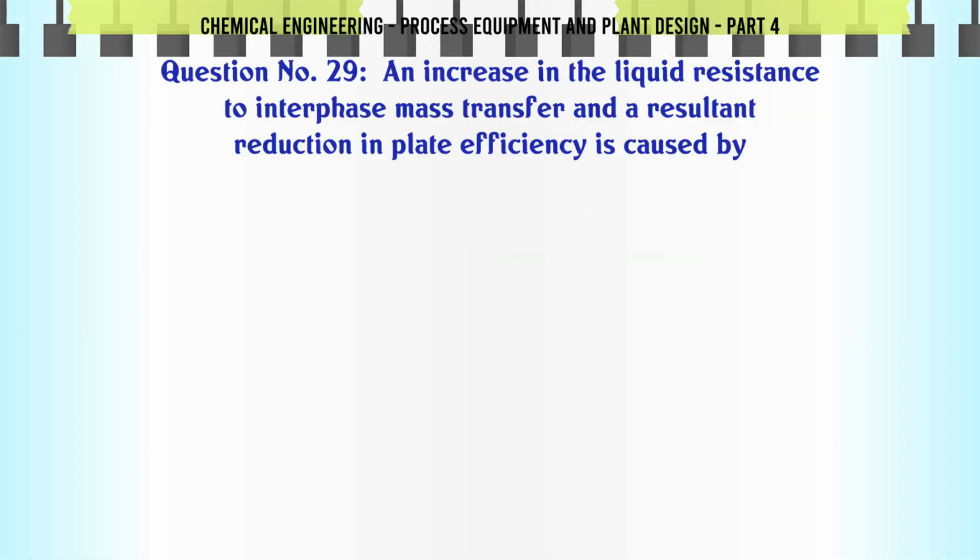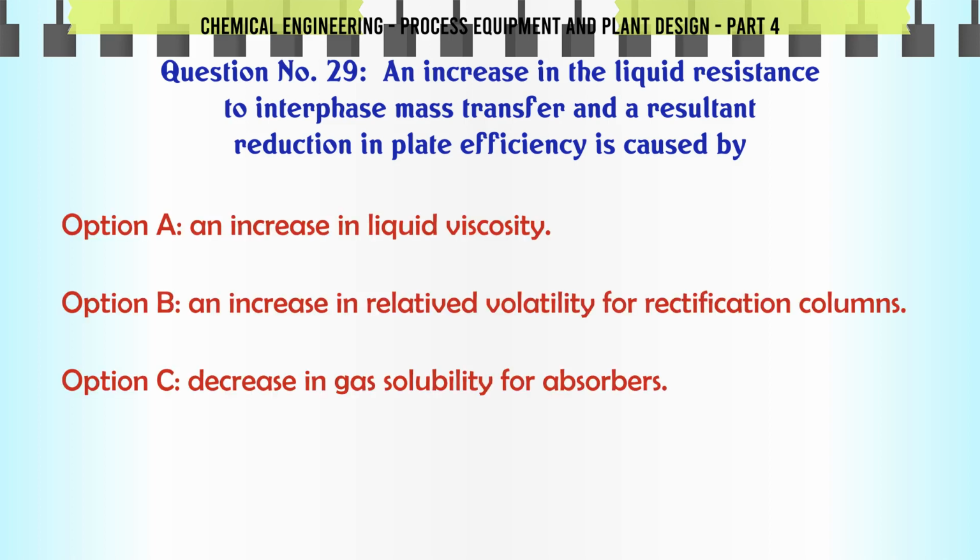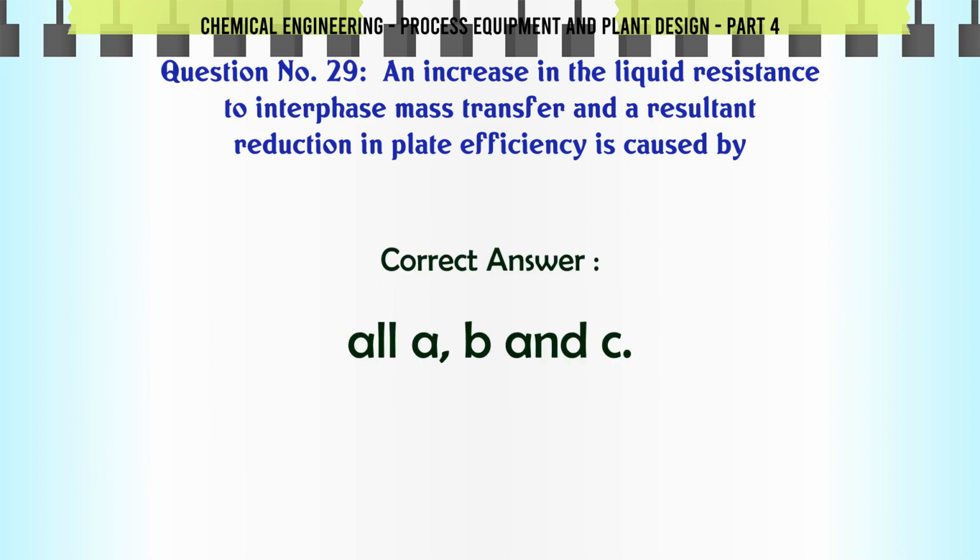An increase in the liquid resistance to interface mass transfer and a resultant reduction in plate efficiency is caused by A. An increase in liquid viscosity. B. An increase in relative volatility for rectification columns. C. Decrease in gas solubility for absorbers. D. All A, B, and C. The correct answer is all A, B, and C.